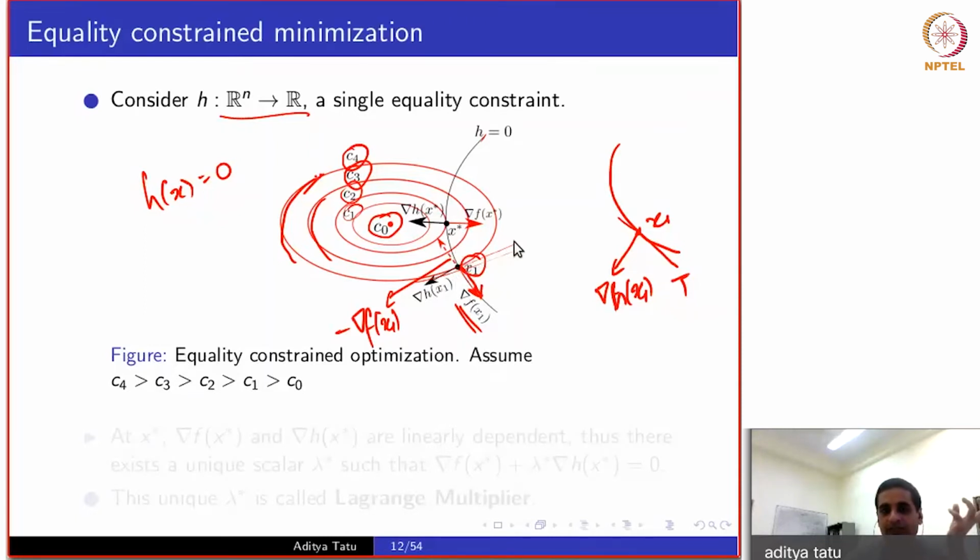A point of minima is a point where no matter in which direction you go, as long as you take a small step, the value of the function cannot go below that. That is what a point of minimum is. So let us look at this point x star here. At this point, the gradient of f points in this direction, the red arrow. The gradient of the constraint function h points in exactly the opposite direction. I can either move in this direction or in this direction. But by moving on this curve in any of these directions, is the value of the function going to change?